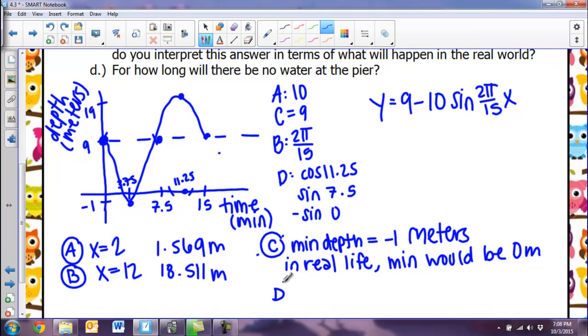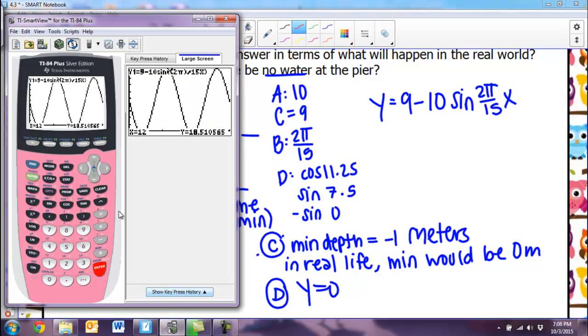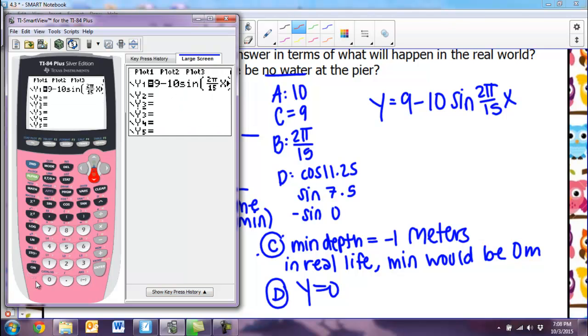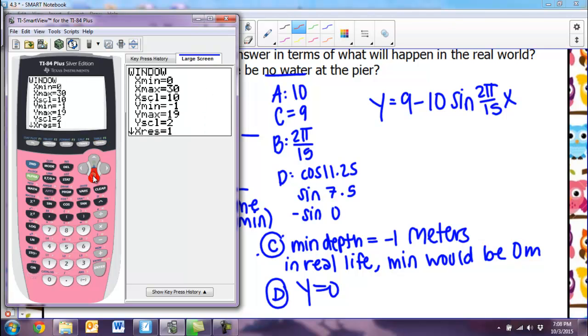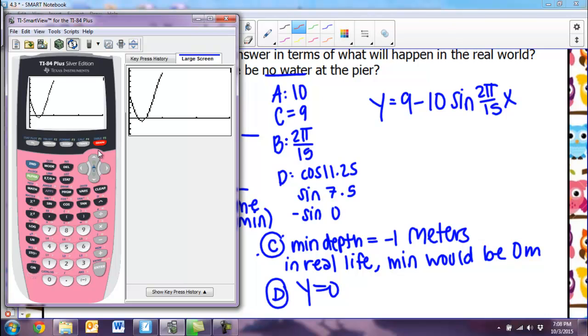Finally, D, for how long will there be no water at the pier? And so this is asking you about that y equals 0 point. They want to know how long this is happening. So I can go into my calculator, type into y2, y equals 0, go to my graph. It did actually graph, and I'm going to change my window a little bit so I can see a little bit more.